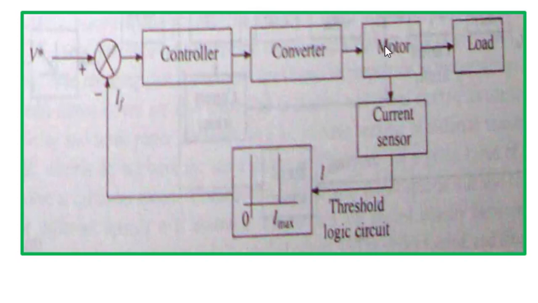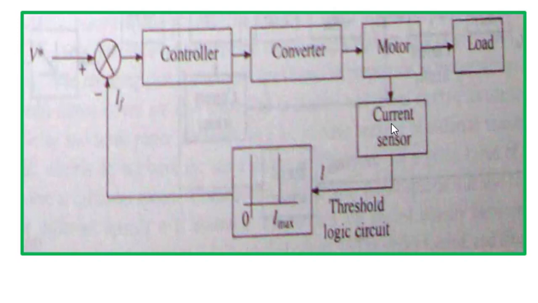At the same time, current of the motor winding should be within its safe limit. So to ensure that, this system is developed. Here you can see a current sensor. It senses the current flowing through the motor. Now this V star is nothing but the desired output speed, or based on the desired output parameters. This is the reference value.